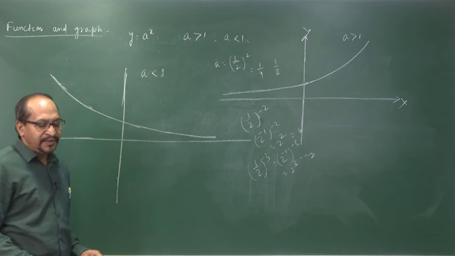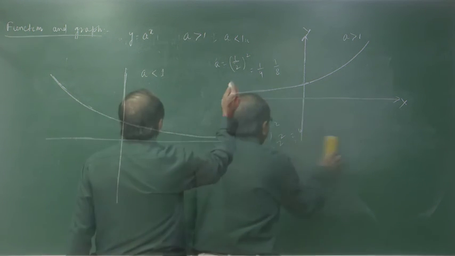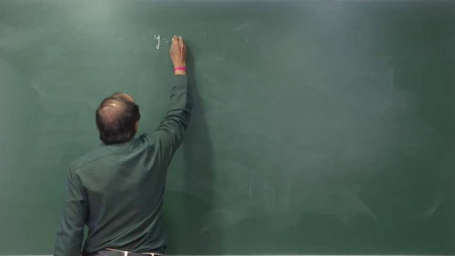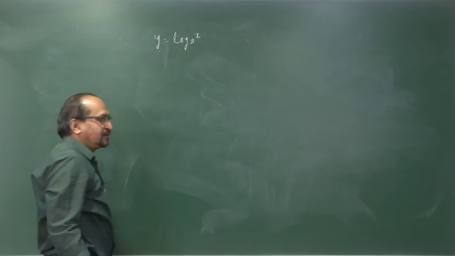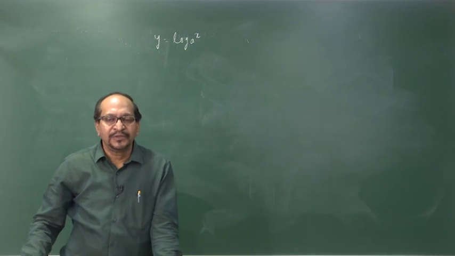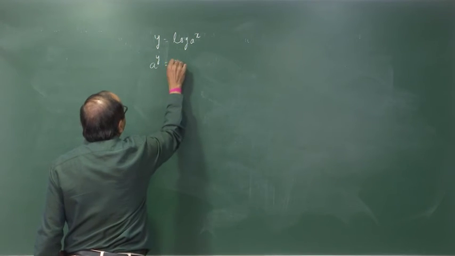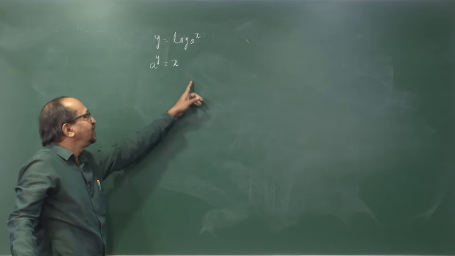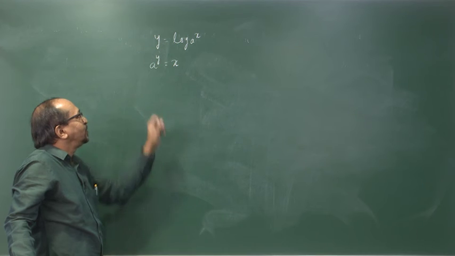Now, let us discuss logarithmic functions, graphs of logarithmic functions. Logarithmic function means y is equal to log x base a. Okay. We can write it as a to the power y is equal to x. If y is equal to log x base a, then our x will be equal to a to the power y.